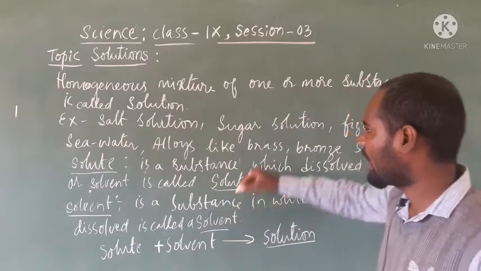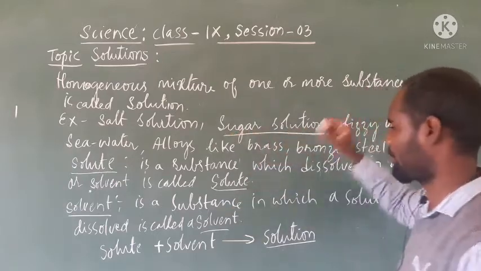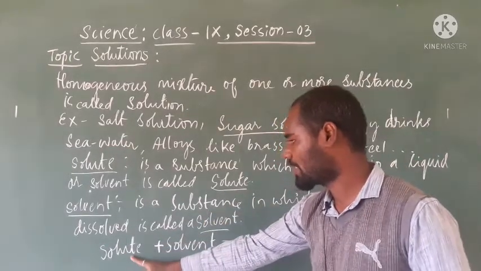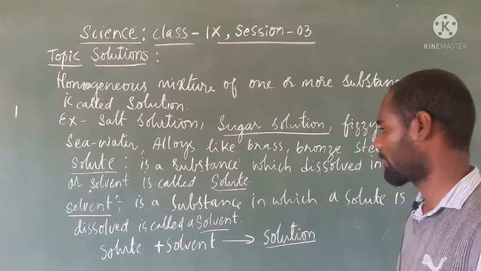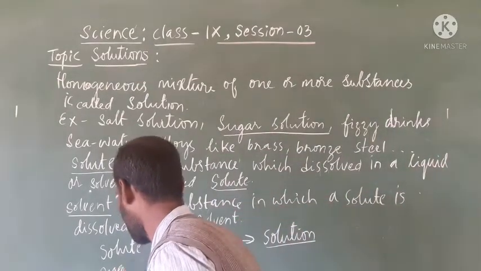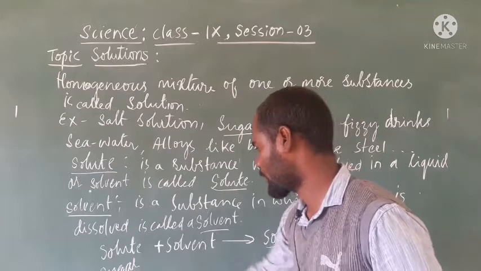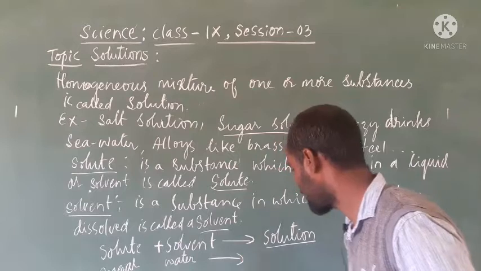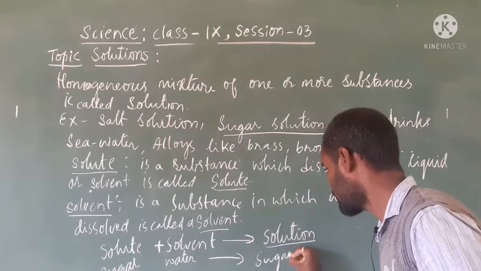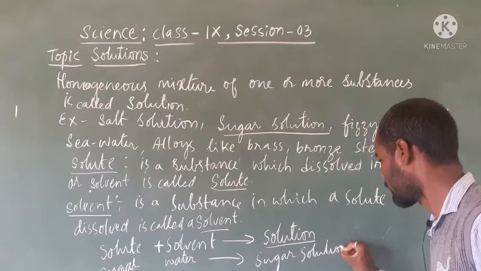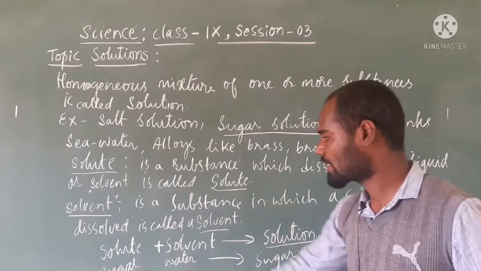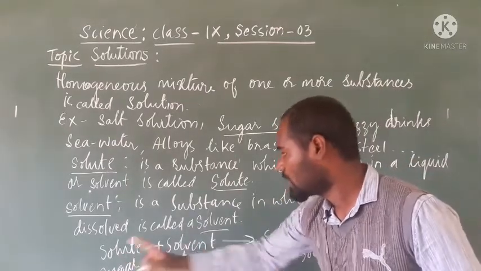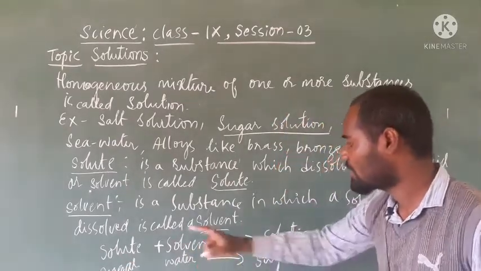Dear children, let me take an example, that is sugar solution. Here, sugar is a solute in a sugar solution. Sugar is a solute and the solvent is water, and it gives sugar solution. Most important, I think it is very easy to understand. So in the sugar solution we will call sugar a solute and water a solvent.